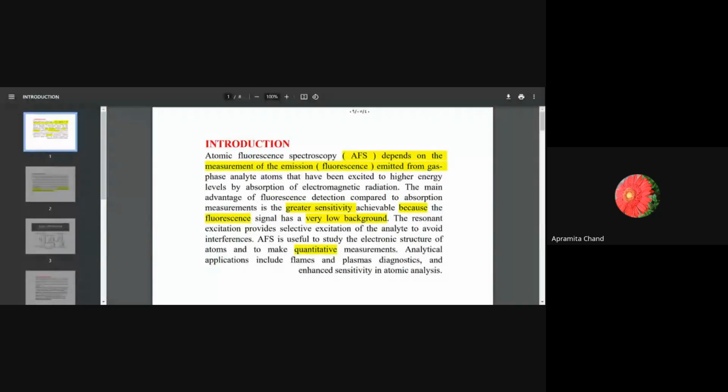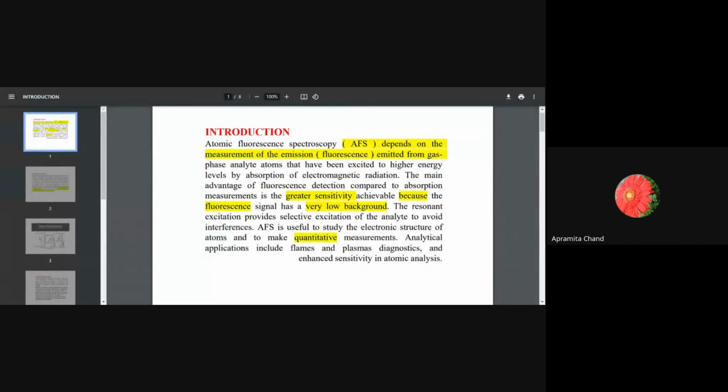Okay, so this is also a kind of atomic spectroscopy, but here also we are measuring the emission, and here the emission is in the form of a fluorescent signal. It is used to study the electronic structure of atoms and to make quantitative measurements.